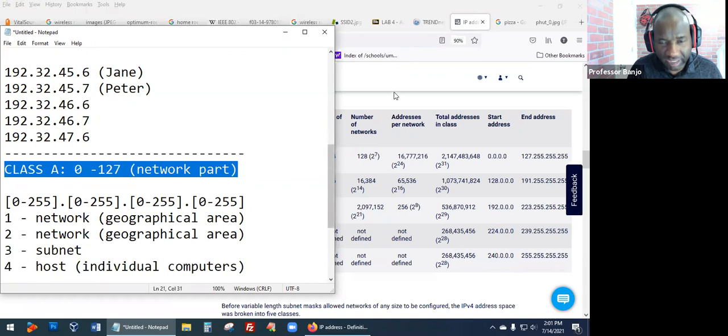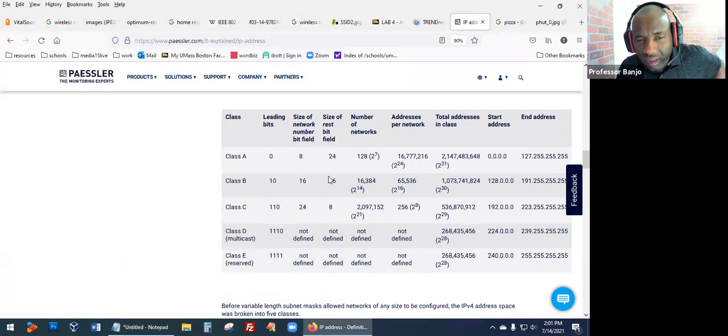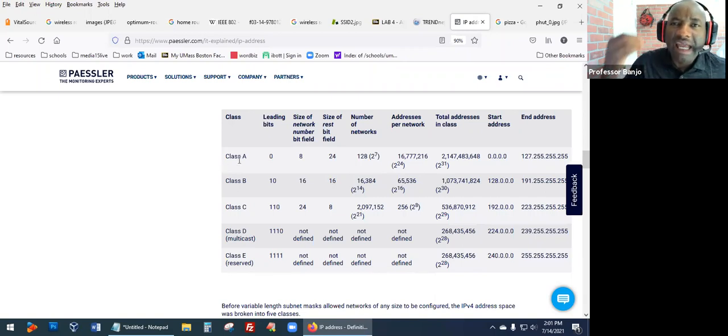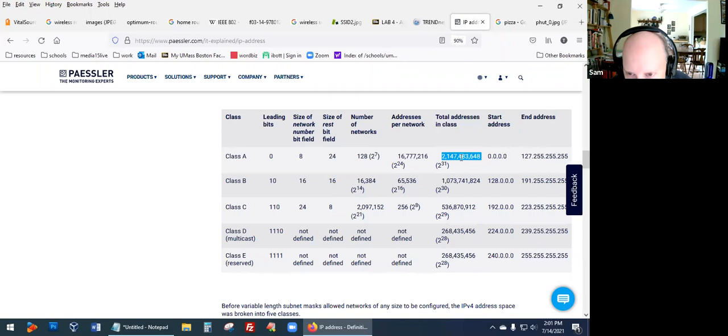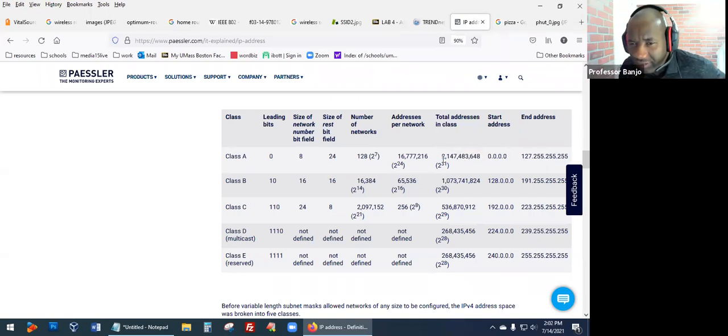So if you count how many computers class A IP addresses give you, from 0 to 127, it says total addresses, about 2 billion. Sorry, it's not that. It's this one here: addresses per network, 16 million in class A.